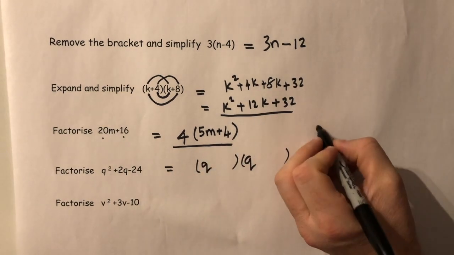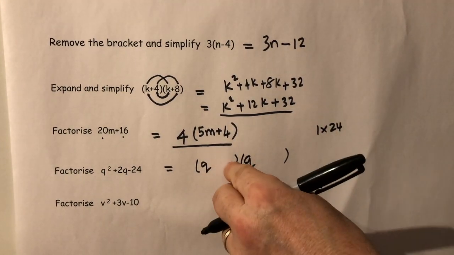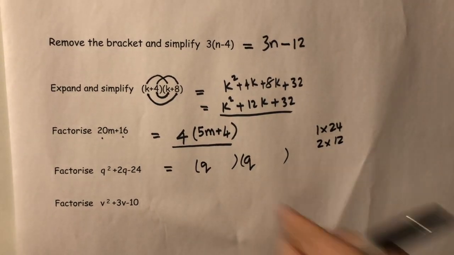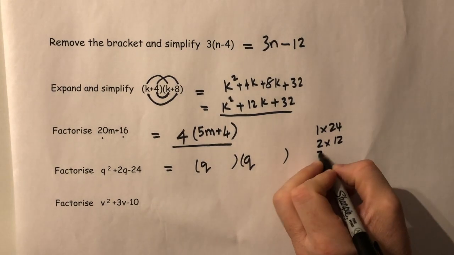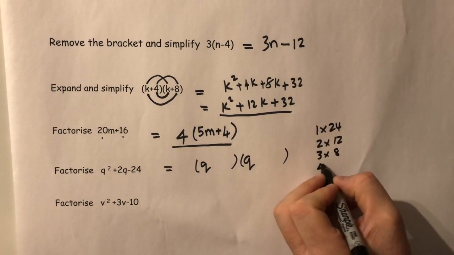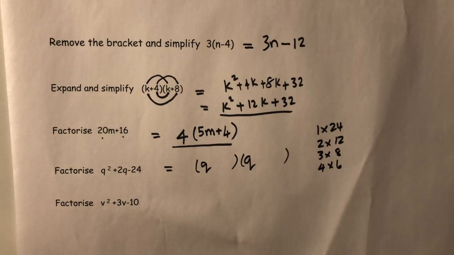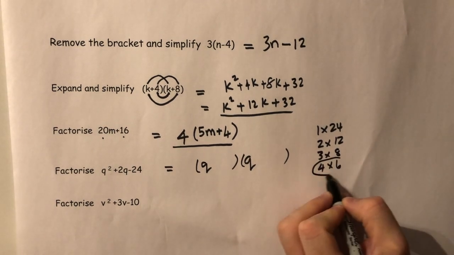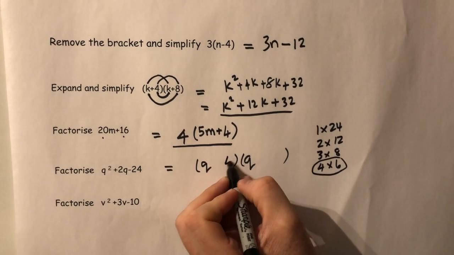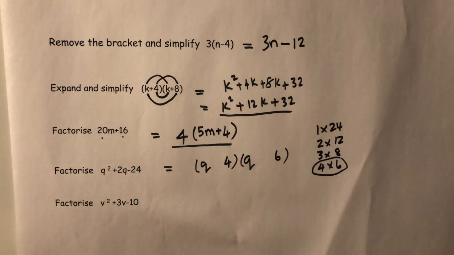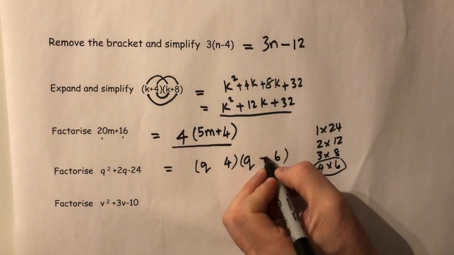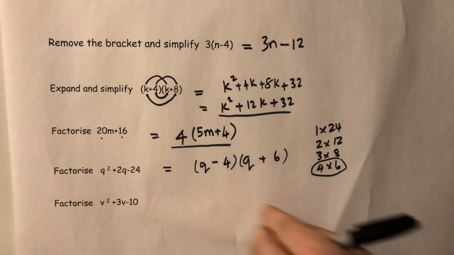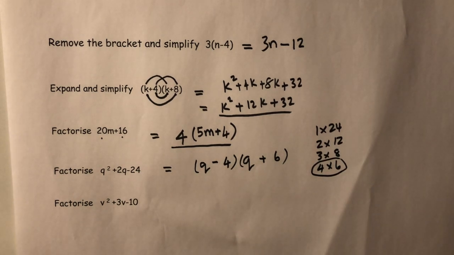Now 24 can be written as 1 times 24, so it could be 1 and 24. It can be written as 2 times 12, 2 in there, 12 in there. It can be written as 3 times 8, or it can be written as 4 times 6. However, the only one that's going to get me the 2q in the middle is that one there. If I put 4 and 6 in there, 6 q's, so plus sign, take 4 q's, will get me the 2q as we asked for. So factorised.